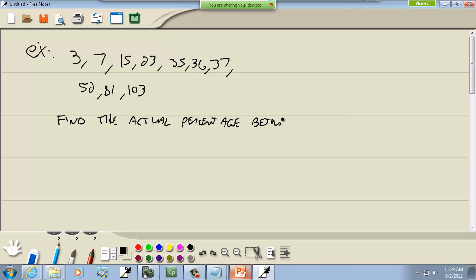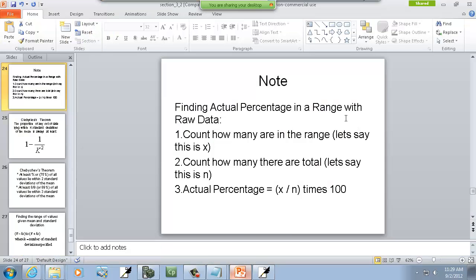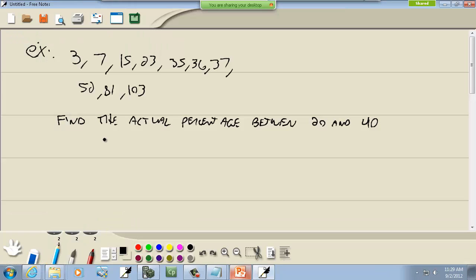between 20 and 40. That's what these steps are indicating right here. First thing, count how many are in the range. Let's say this is X. Between 20 and 40 would be this one, this one, this one, and this one. So there's 4 of them. So X would be 4.